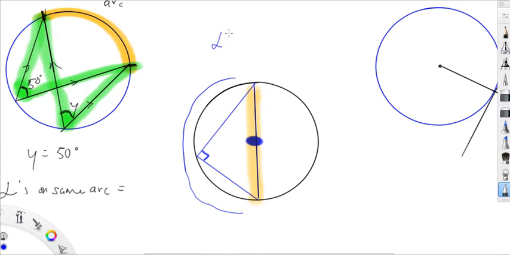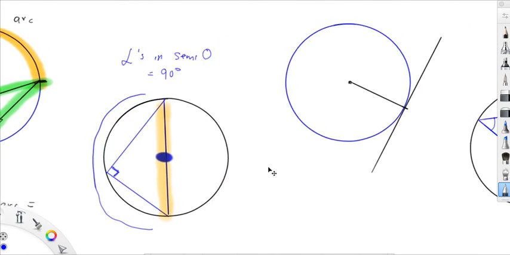And we call this rule angles in semicircle equal 90 degrees. Right, next rule.